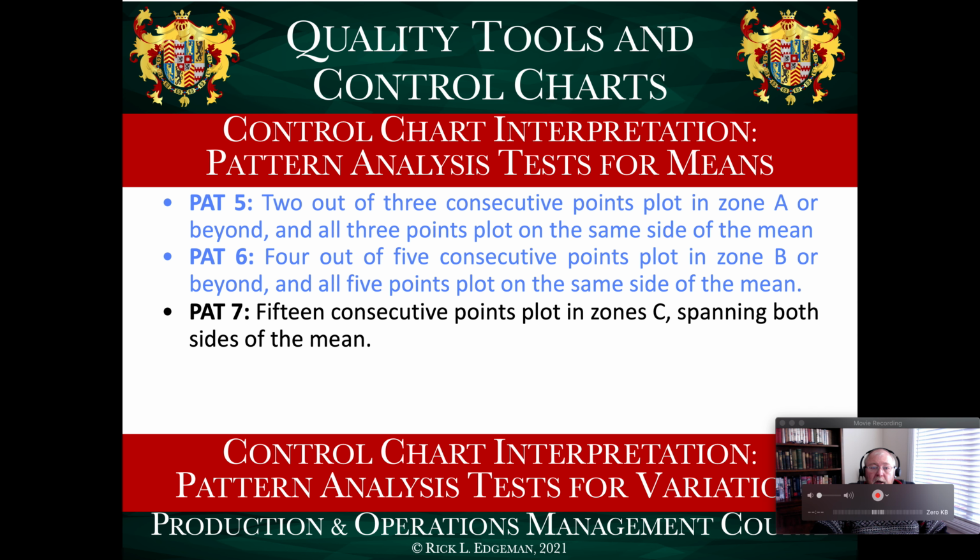This says that you have 15 consecutive points that are plotting within 1 standard deviation of the mean. That is, they're within the center line, the green lines on the chart. They are all between minus and plus 1 standard deviation of the mean. That's usually a good pattern. That is almost always a good pattern.